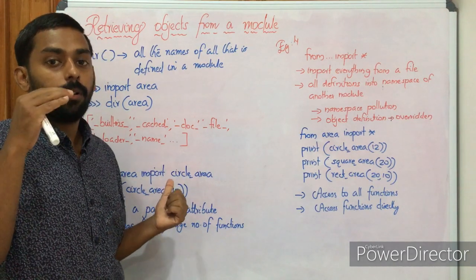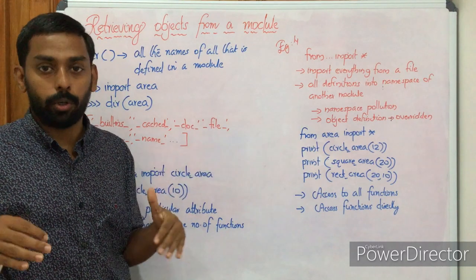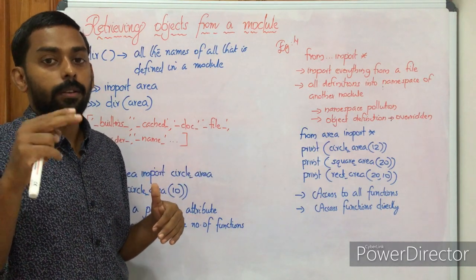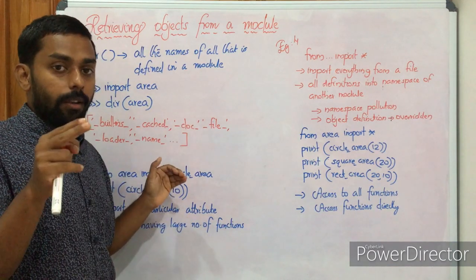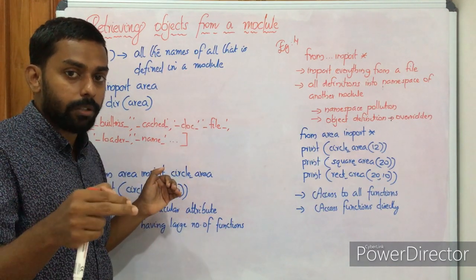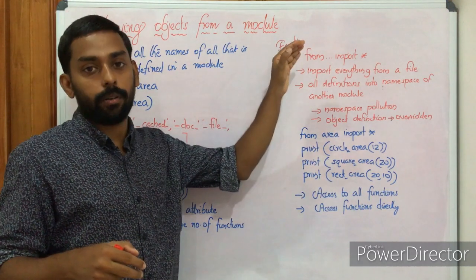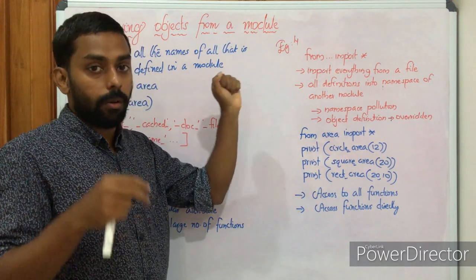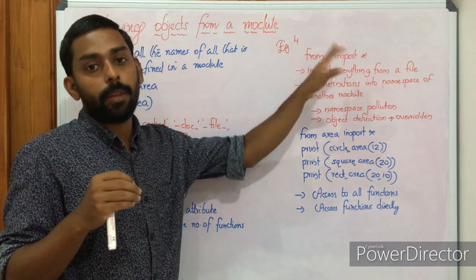Okay, and we know we are using this construct at the time when we have a number of functions in the module and we import only some of the functions or a single function. Okay, so this is all about the second method of importing functions or a module to the program. Okay, and here we have the third one, the third construct or the third method. Okay, that is from import star.